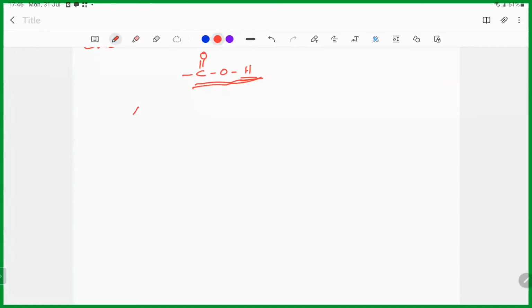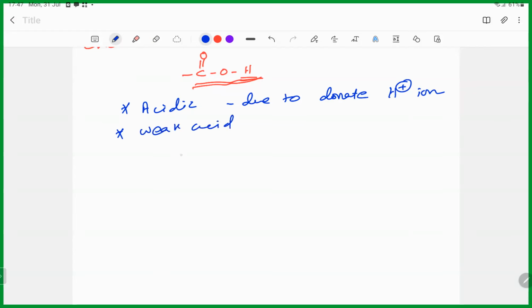So it has acidic character, acidic in nature due to donating H plus ion, and also it is a weak acid. Why is it a weak acid? When you put it in the water, what will happen? This acetic acid, when you put it in the water, it gives CH3COO minus and H3O plus. Again it recombines, it will give acetic acid and water. That's why they are saying it's a weak acid.